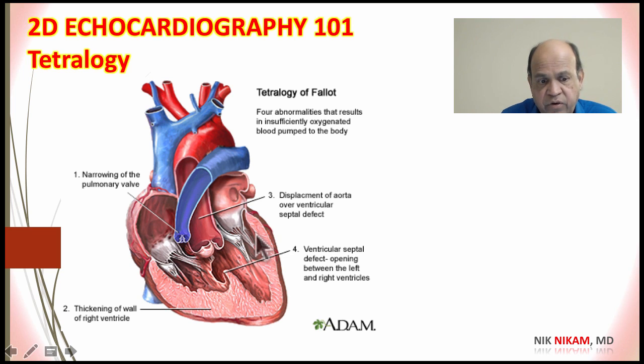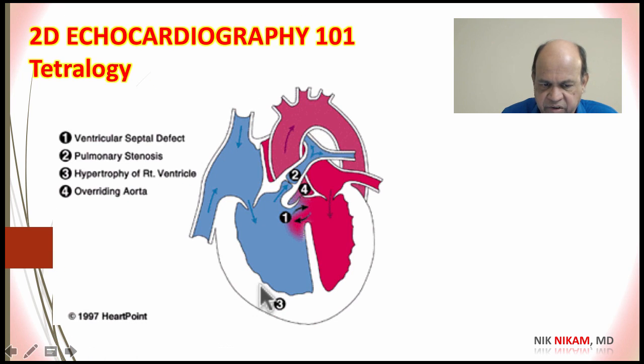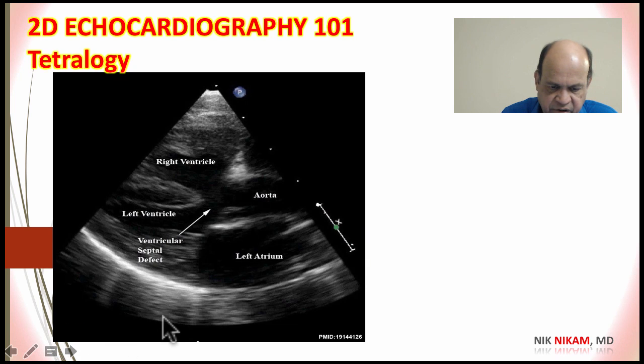Tetra means 4, so there's a cardiac abnormality associated with 4 major abnormalities, namely ventricular septal defect, overriding aorta, which gets blood from both the right and the left side, then a pulmonic stenosis, and the right ventricular hypertrophy. Let's look at some echocardiographic findings. This is the same representation from a different point of view.